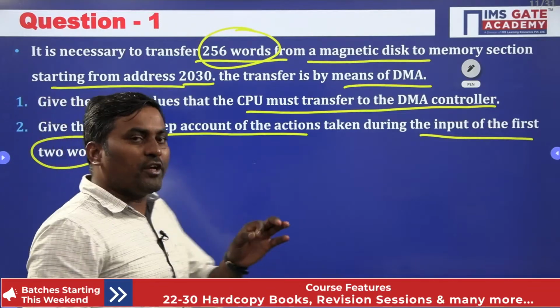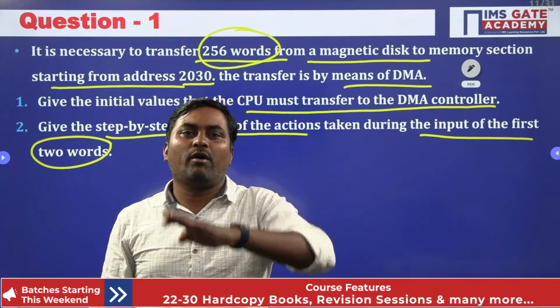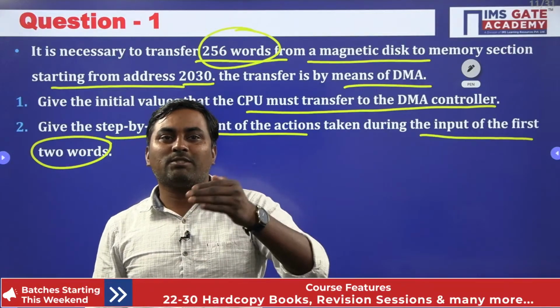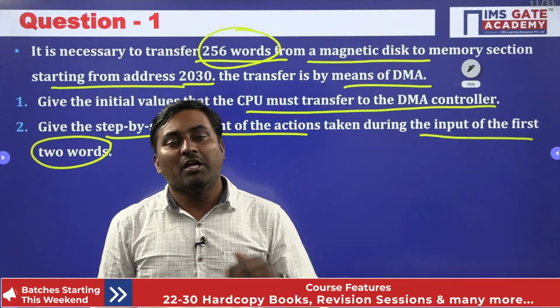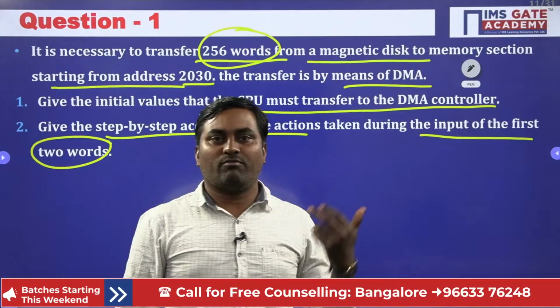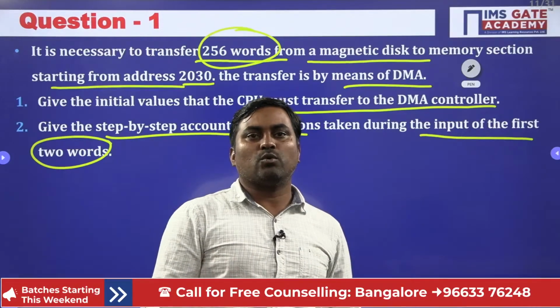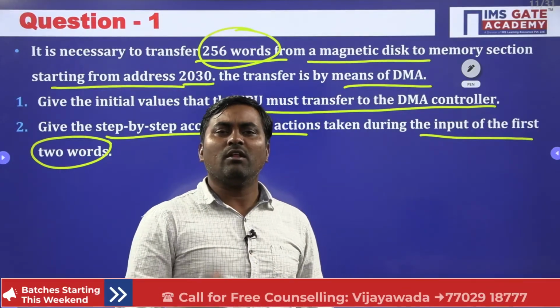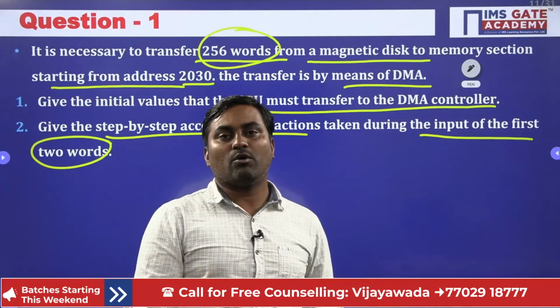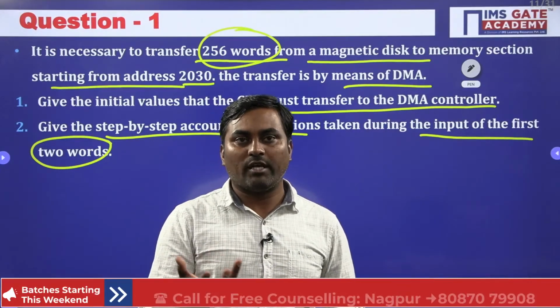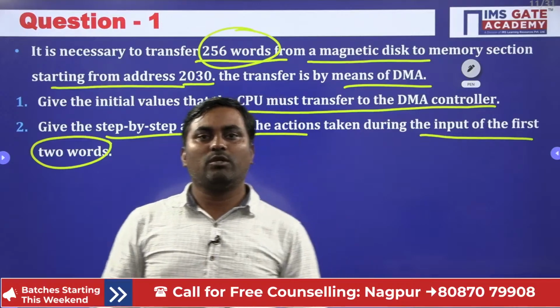Transferring the first 2 words word by word is nothing but cycle stealing mode. What will you write? They are asking for the steps, so that with this question we can understand the process of the DMA controller. Please note this information so that we can work it out.